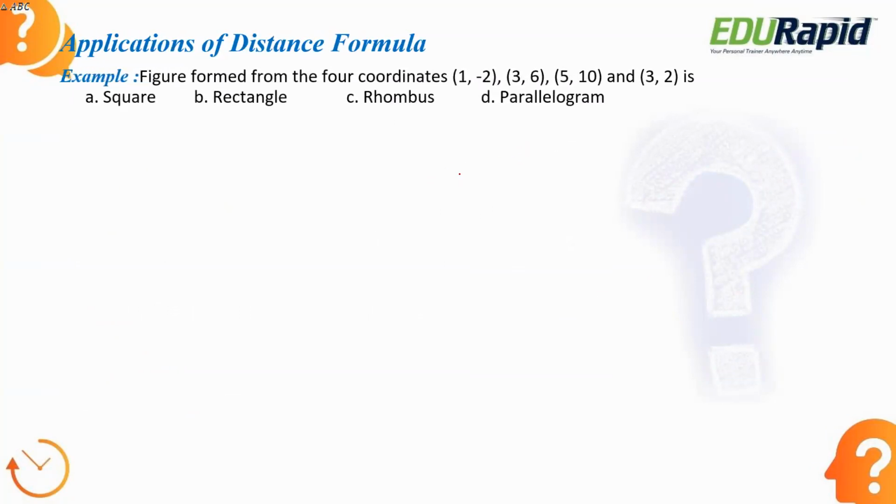Next, applications. Again, we have a simple problem here. Can you just solve this using the distance formula and say whether the given coordinates of the points, if you consider the points to be A, B, C, and D, form a square, a rectangle, a rhombus, or a parallelogram? You already know the conditions. Please try using the formula.